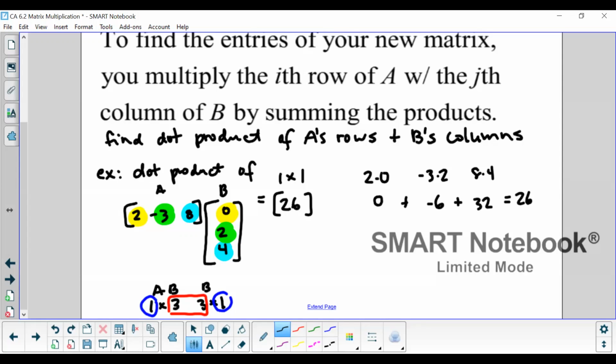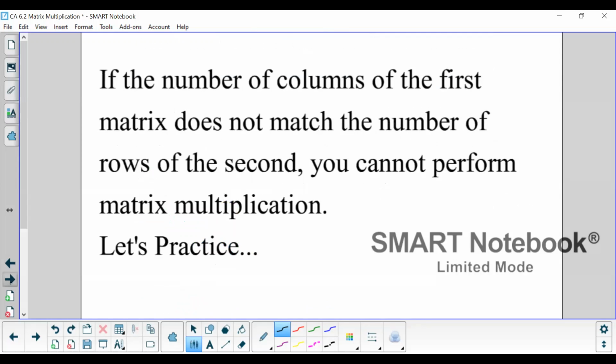Any questions about this, or anybody still need this up before I change the screen? Before we complicate things, make it harder, we'll level up. Okay, here's the new slide for you to copy if you're copying in Zoom.